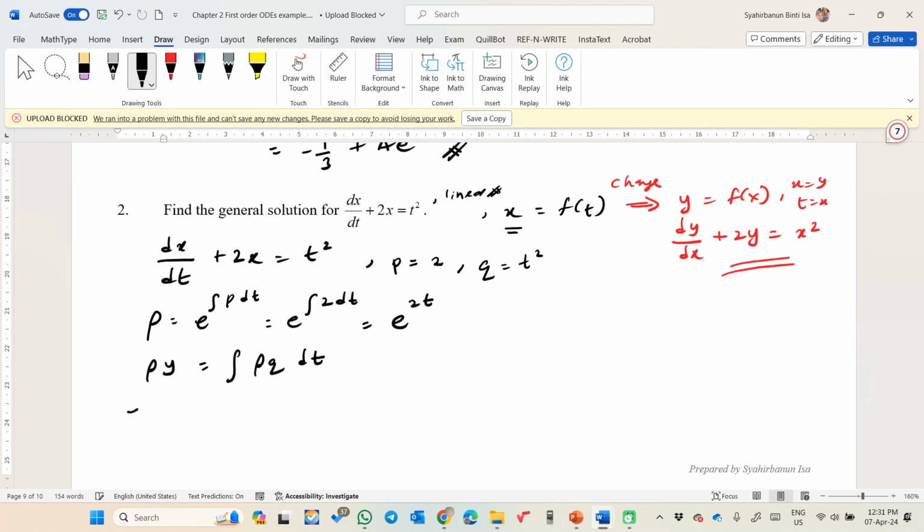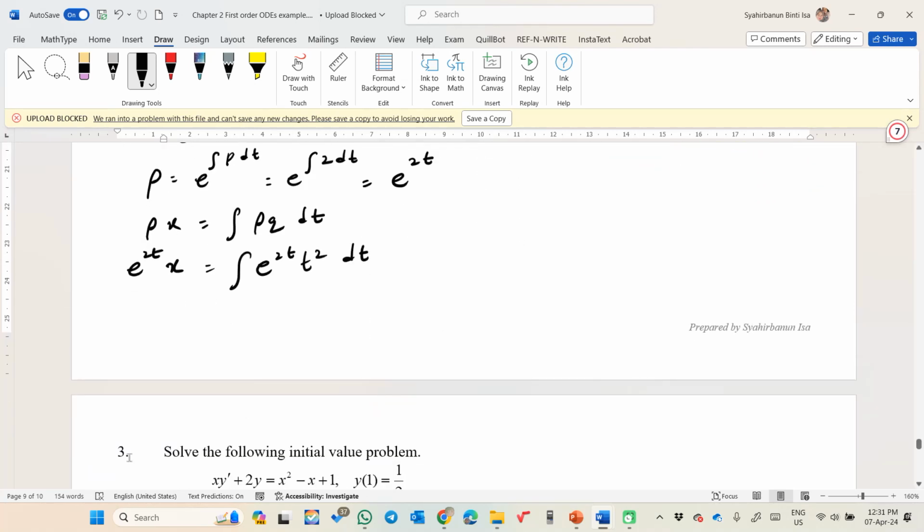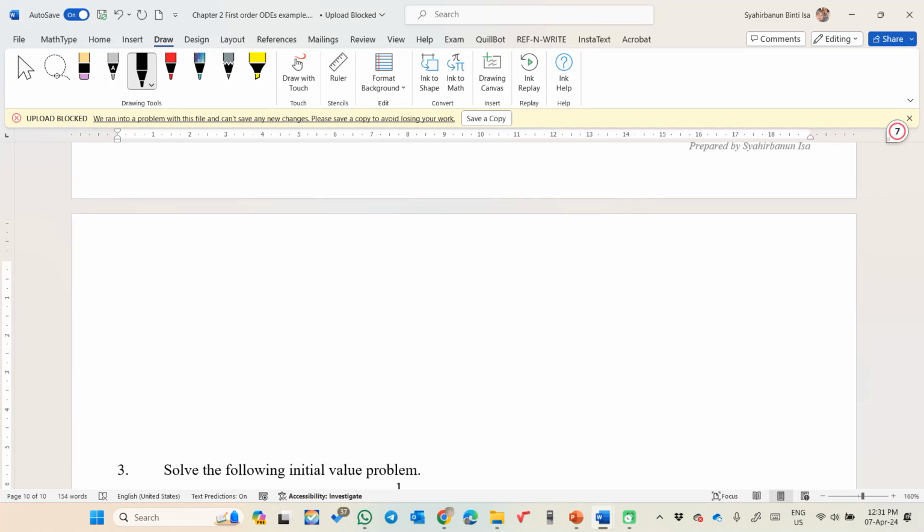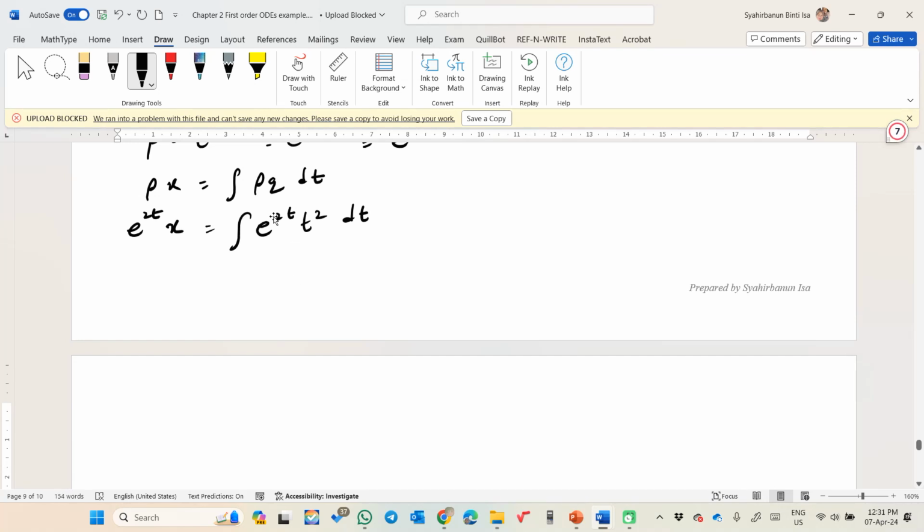So rho is e to the t, and y is not y, because y is now our x. So we have e^(2t) x equals the integration of e^(2t) times t squared dt. Okay, once again, we need to check which technique we can use to solve this integration.